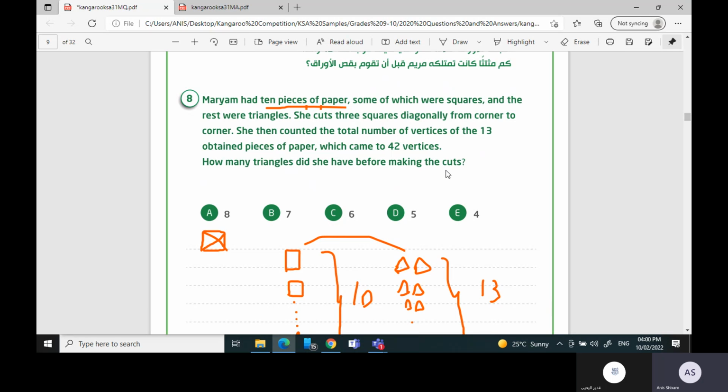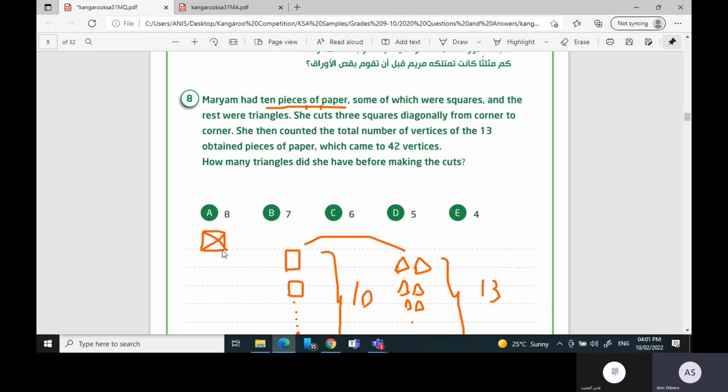Maryam had 10 pieces of paper. So the number is 10, some of which were squares and the rest were triangles. So I might have 5 squares and 5 triangles, maybe 6 squares and 4 triangles, but I know I have 10 shapes in total. She cuts 3 squares diagonally from corner to corner.